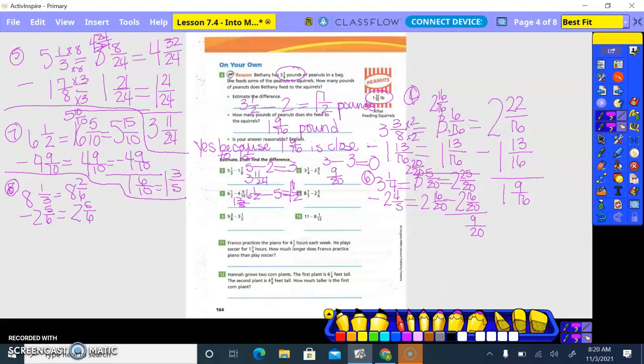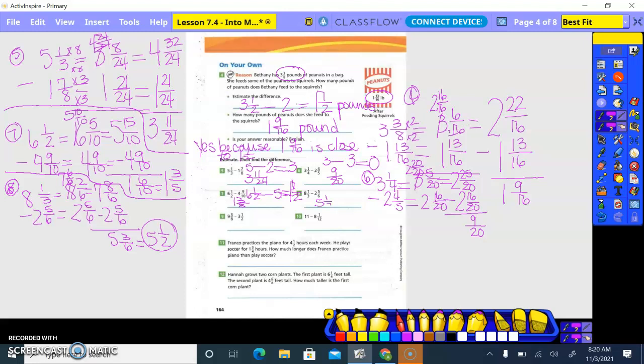Can we take 5/6 from 2/6? Nope. So this becomes 7 and 6/6, which then becomes 7 and 8/6, minus 2 and 5/6, which gets us 3/6, and then 5, or 5 and 3/6, right? Which equals 5 and 1/2. Oh, that's our answer, right?